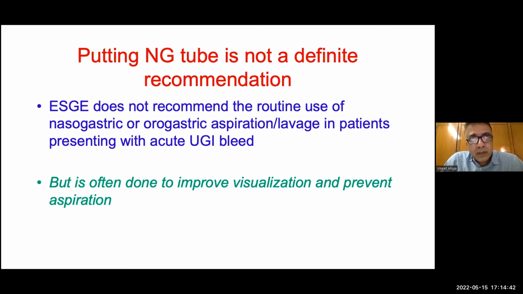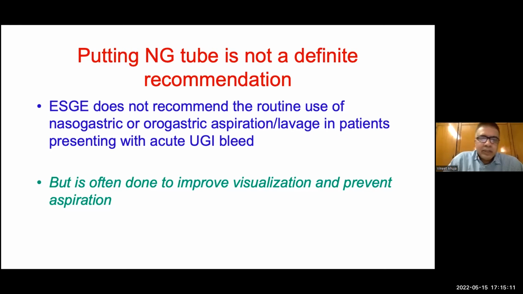So if I put all the points together and look at the recent recommendations, the European Society of Gastroenterology 2021 recommendations are very clear that putting in an NG tube is something like torture. They do not recommend the routine use of nasogastric or orogastric aspiration lavage in patients presenting with acute upper GI bleed. But at the same time, I would say there are certain situations where NG is very useful.